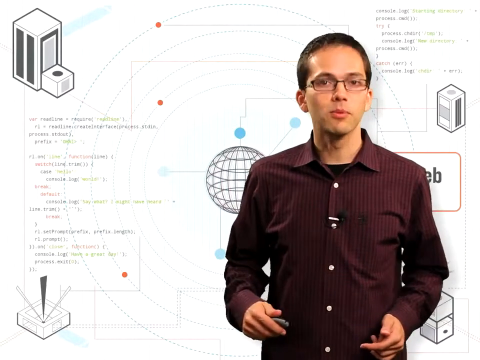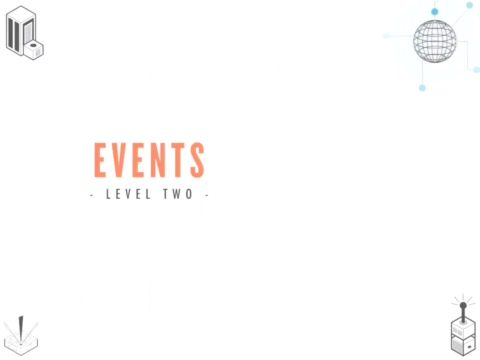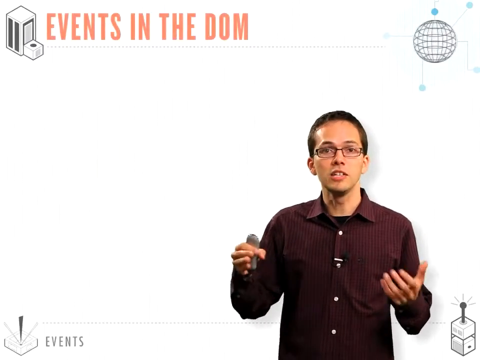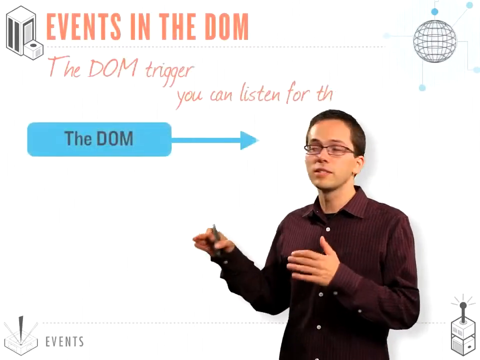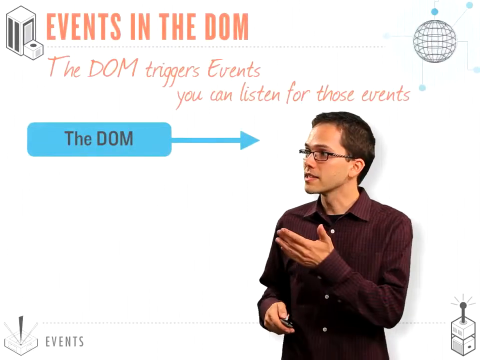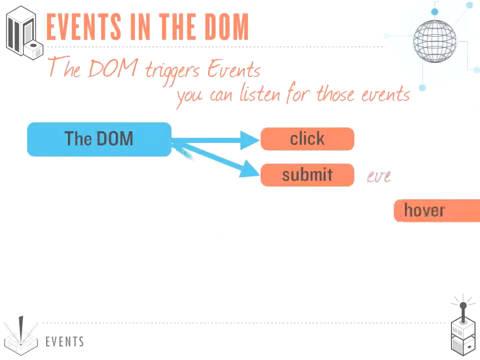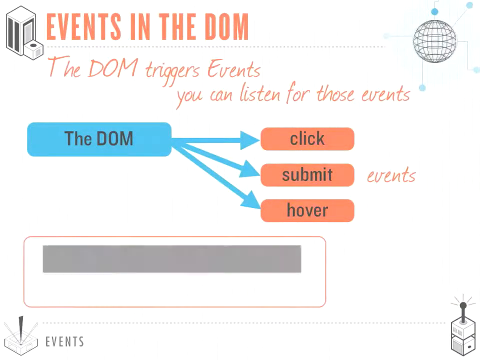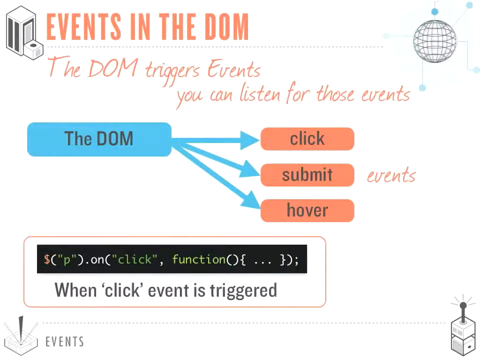You're watching Real-Time Web with Node.js, and this is level 2, where we're going to be going over events in more detail. When we talk about events, you might think about the document object model in your browser, because the DOM triggers events and you can listen for those events. Events like click, submit, or hover. If you want to run some code when those events get triggered, you might run some jQuery, for instance, listening for a click event. And when the click event is triggered, you want to run some sort of function. This code effectively attaches that function to the DOM, listening for that click event.